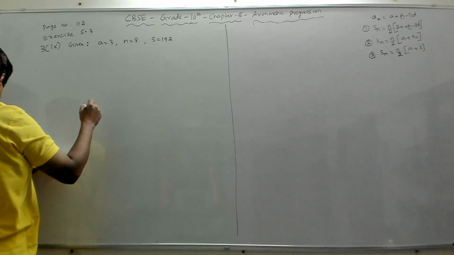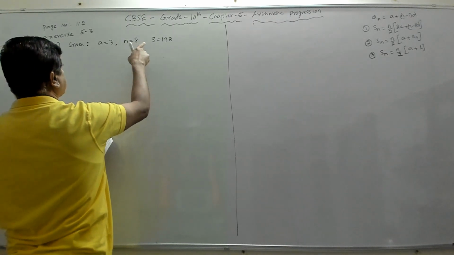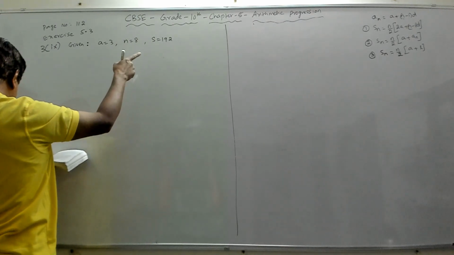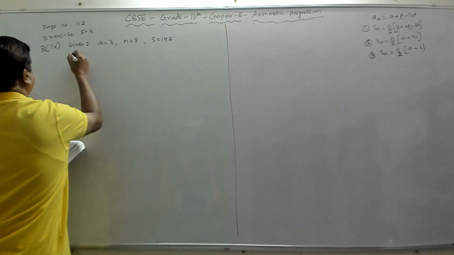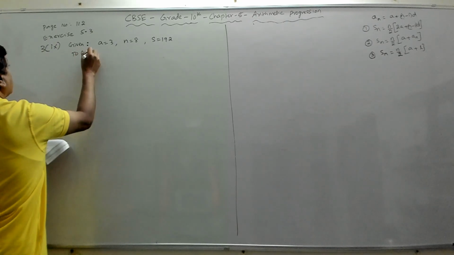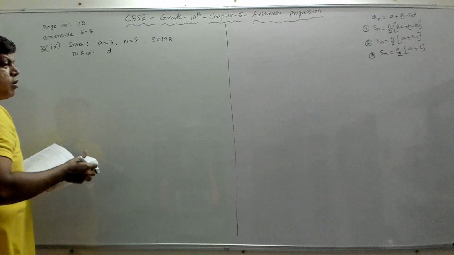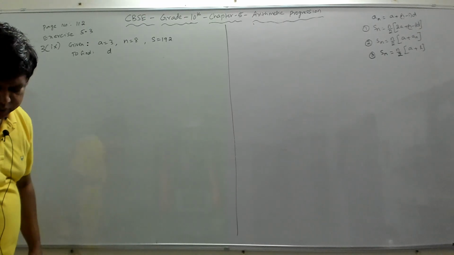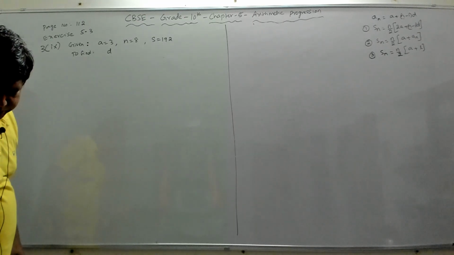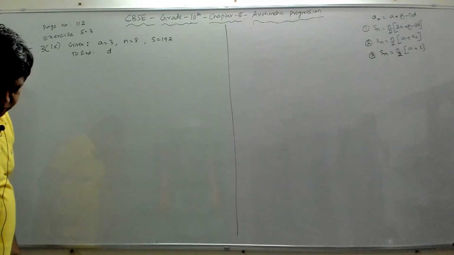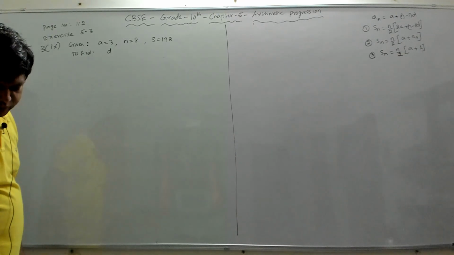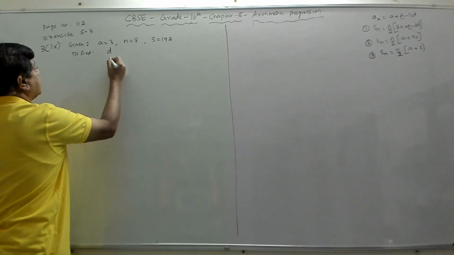Right? Sum of S is equal to 192 means it is sum of 8 terms, when N is 8. We have to find D. What is D? What is common difference? A is 3, N is 8, S is 192, and we have to find D.